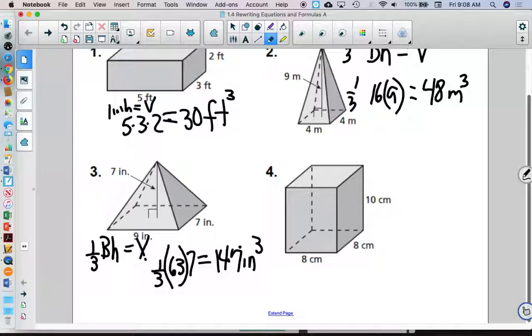Okay. What about number 4? Number 4 is a rectangular prism. What is the volume of number 4, Zoe?